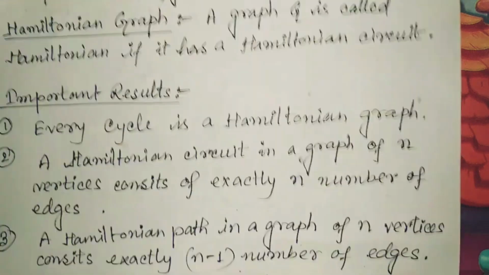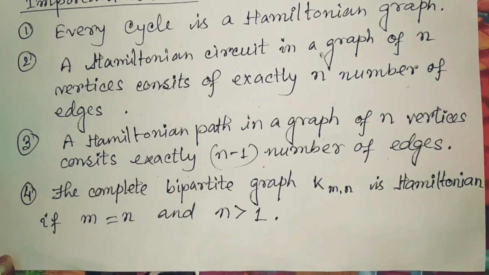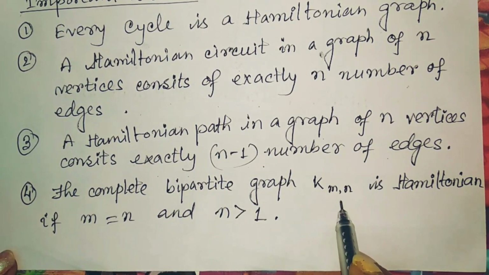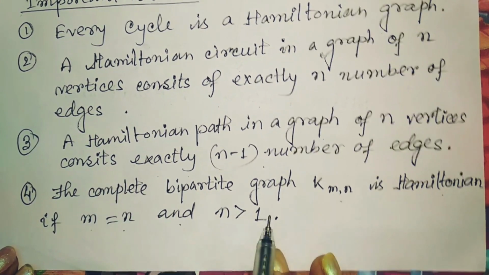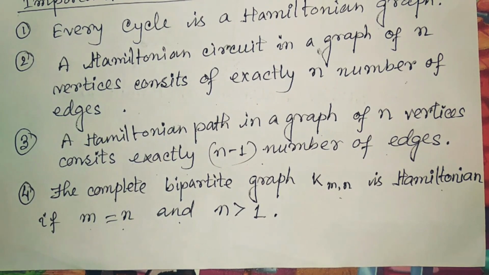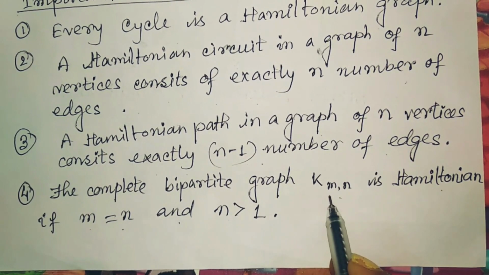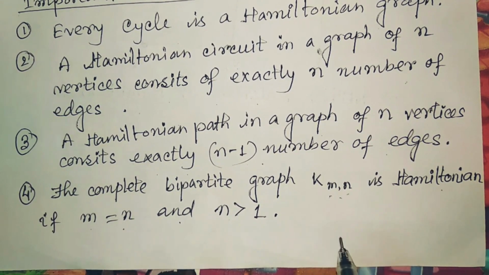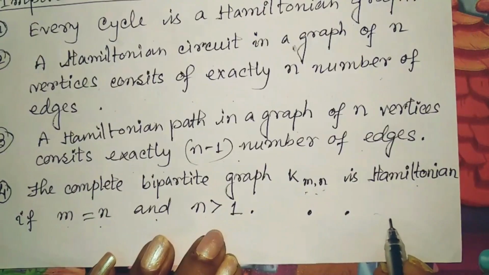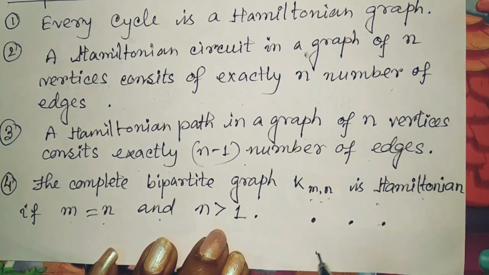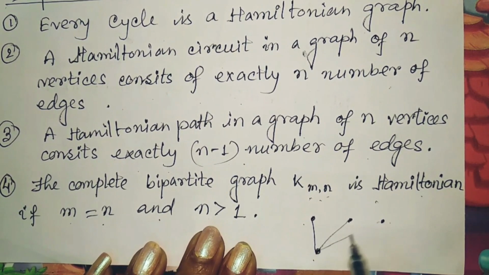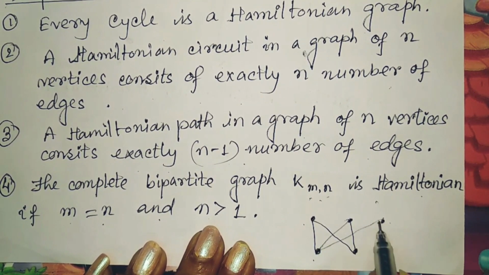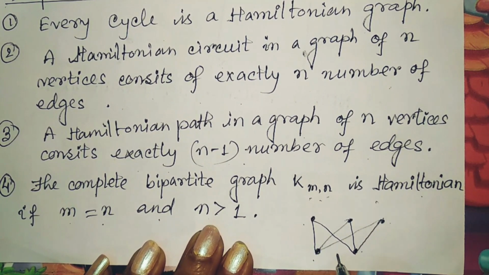One more consequence, we can say that a complete bipartite graph K(m,n) is Hamiltonian if m equals n and n is greater than 1. We know the bipartite graph means it has two parts. One part contains m vertices and another part contains n vertices. For example, this one. So we can say this is one side of vertices, here 3 vertices and here 2 vertices. And if it connects with all possible vertices, then it is called the complete bipartite graph.